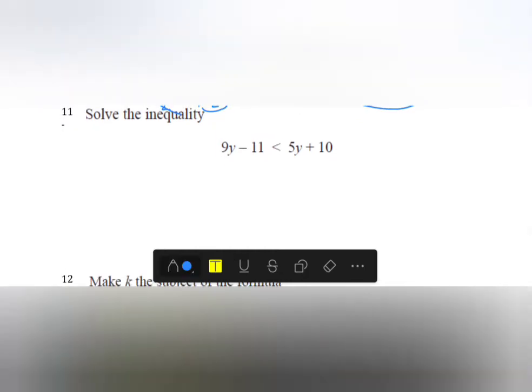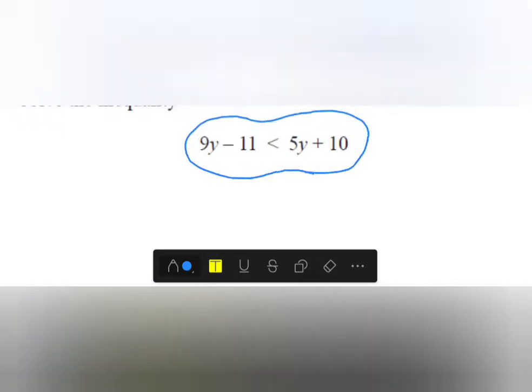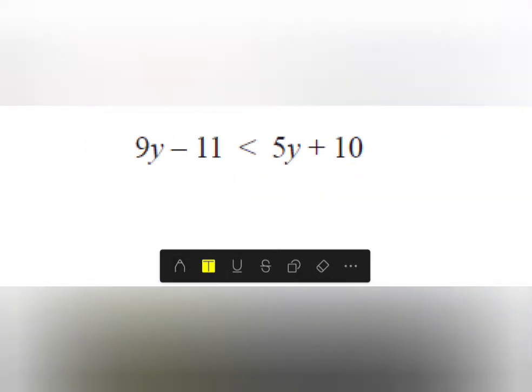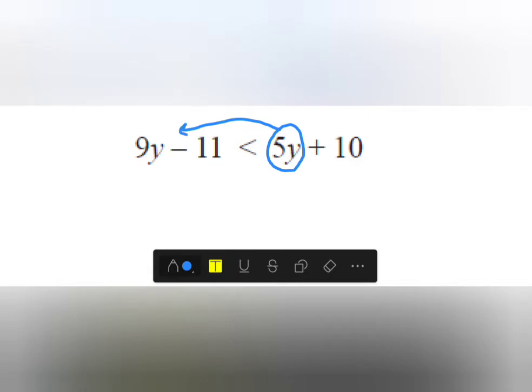Now, as you can see, this inequality has two sides. To solve an inequality, it means take all the variables on one side and all the constants to the other side. Now, what do we have here? Let's take a look. In this inequality, we have the variable y. We're going to make it on one side by taking the 5y to this side and making it negative 5y. So it's going to be negative 5y.